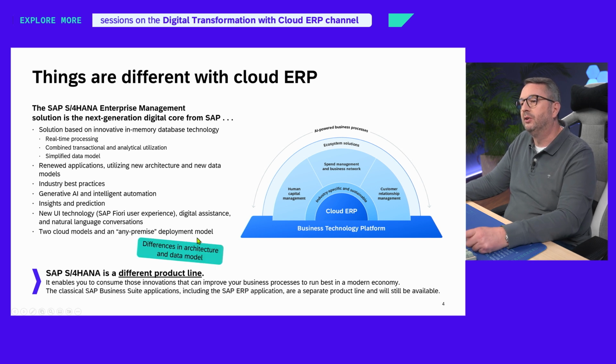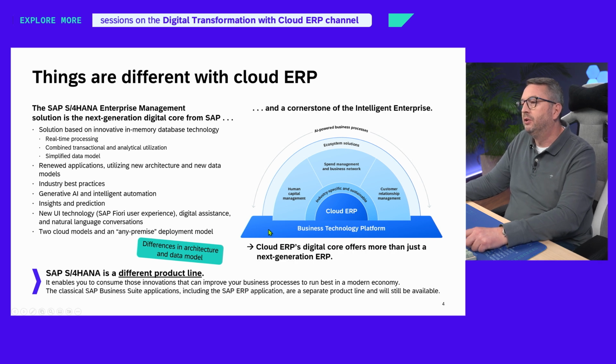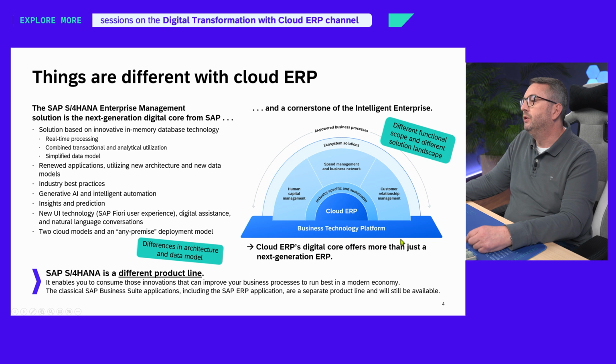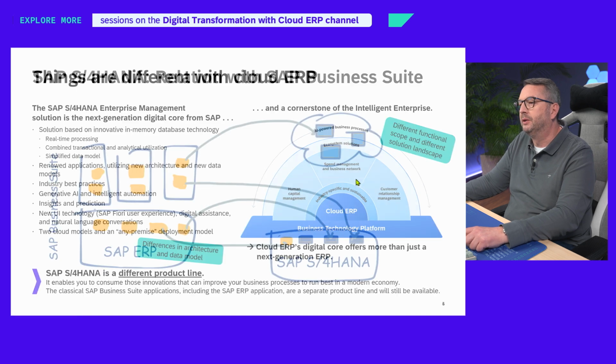So these are basically the changes in architecture and the data model, which can have an impact. On the other side, SAP S4HANA as the cloud ERP system is a kind of digital core which offers much more than just a next generation ERP. That gives us a differentiation in the functional scope and also a resulting different solution landscape, which I will explain on the next slide.